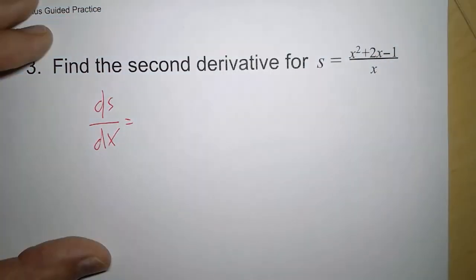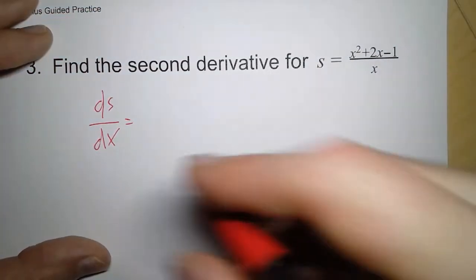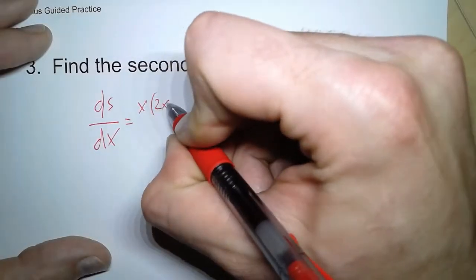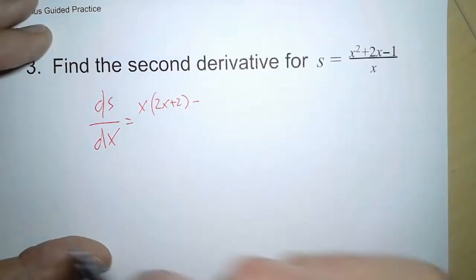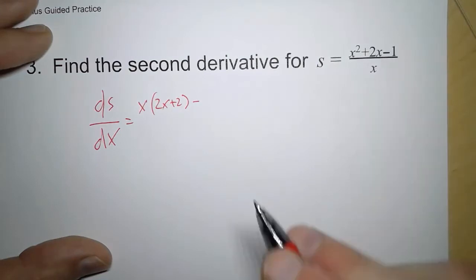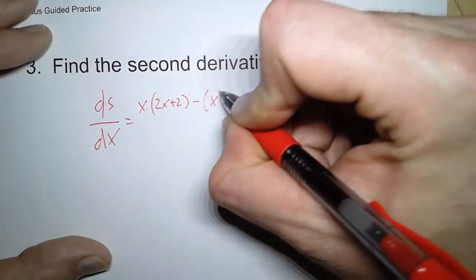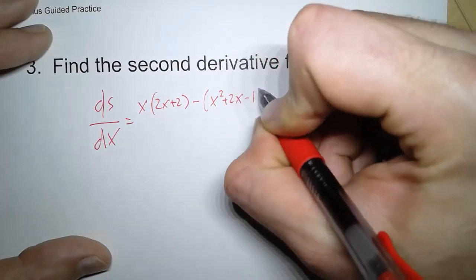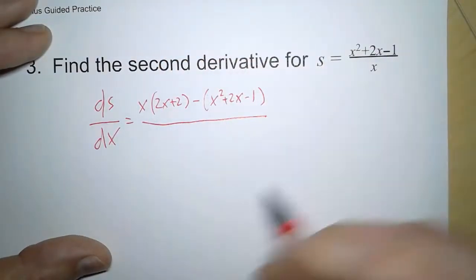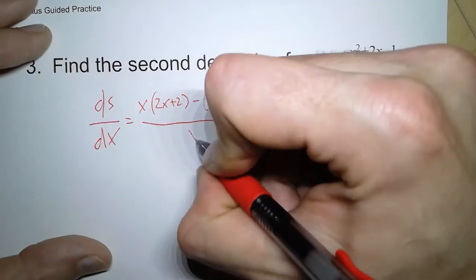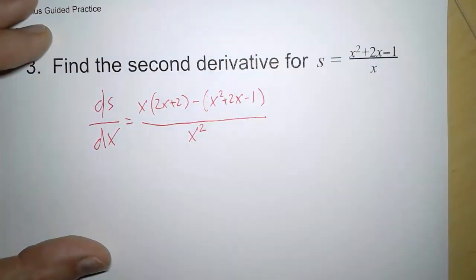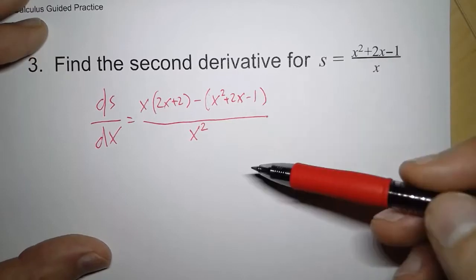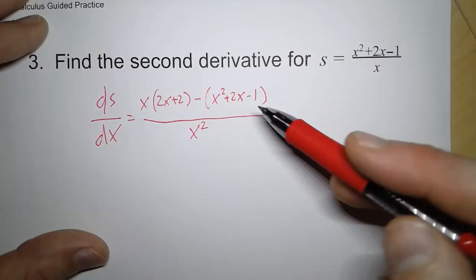And so quotient rule says low d high, x times 2x plus 2, minus high d low, so minus this expression times 1, so minus x squared plus 2x minus 1 times 1, all over low low, which is x squared. Now we will need to find the second derivative, which means we will have another quotient. So we'll need to simplify this.